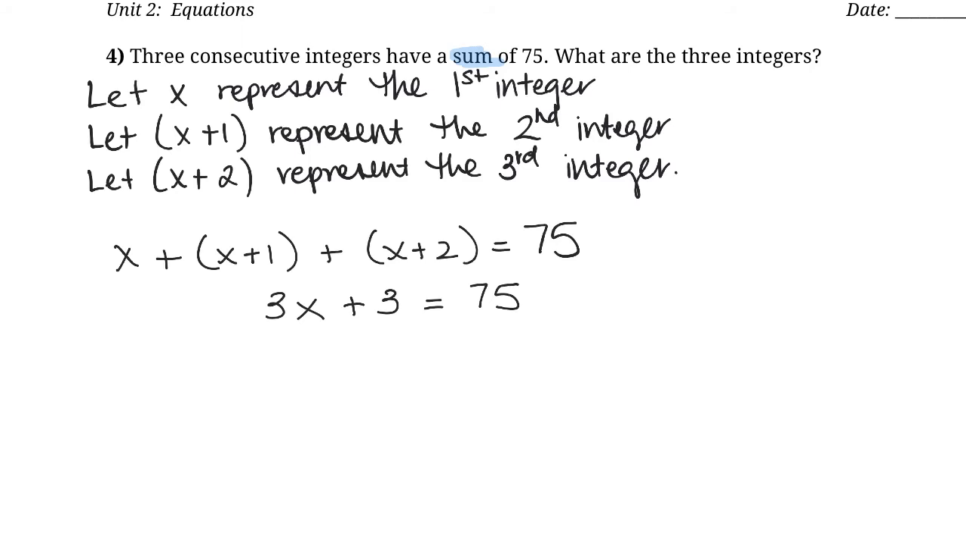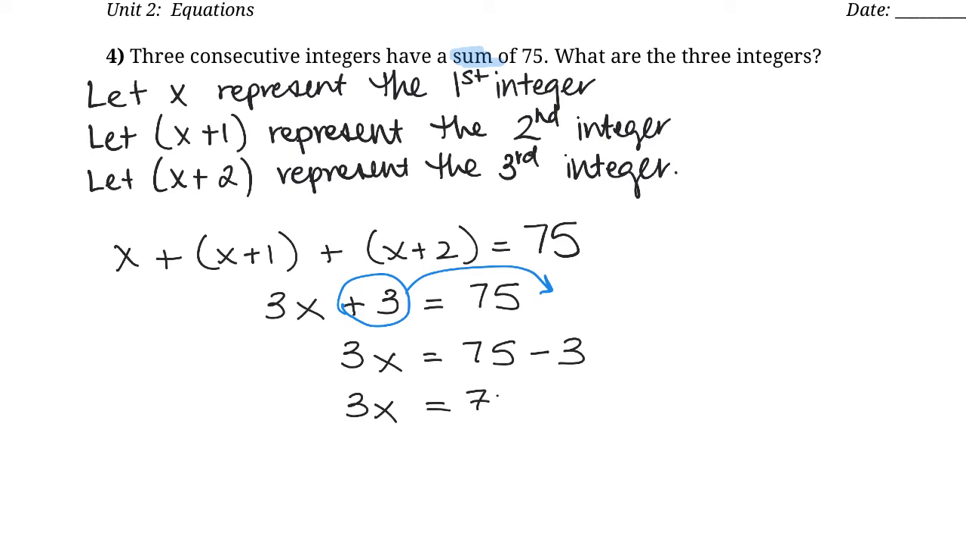And now in order to solve, we're going to take this positive 3 and bring it over. So that's going to leave us with 3x equals 75 take away 3. I do know that 75 take away 3 is 72. And I'm going to finish off by dividing both sides by 3. Okay, so we're going to perform the division. 72 divided by 3, that gives me 24.